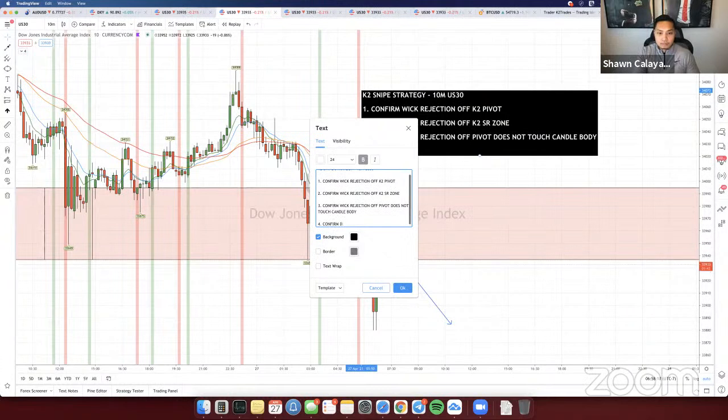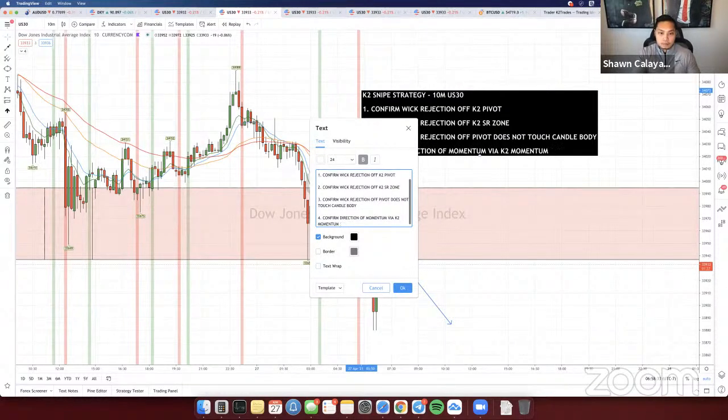Confirm. Of momentum. Momentum using momentum's indicator. And that's pretty much it.